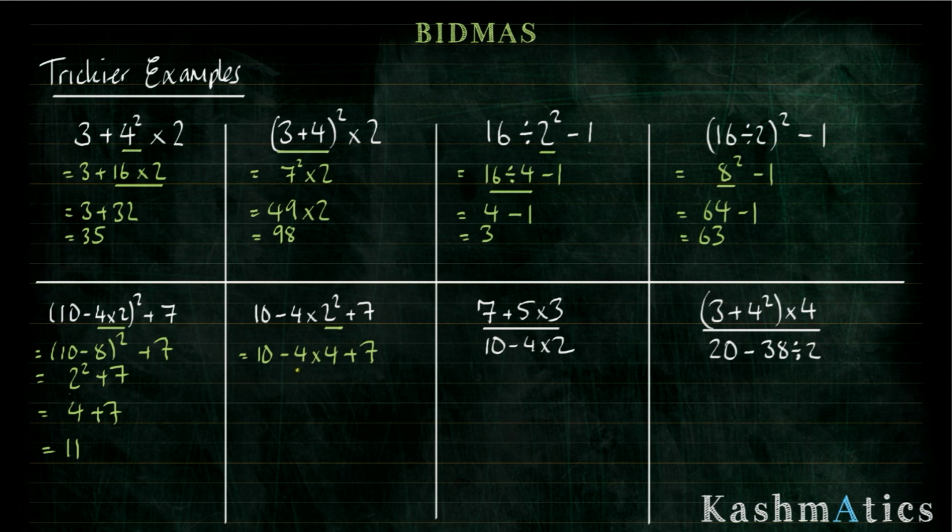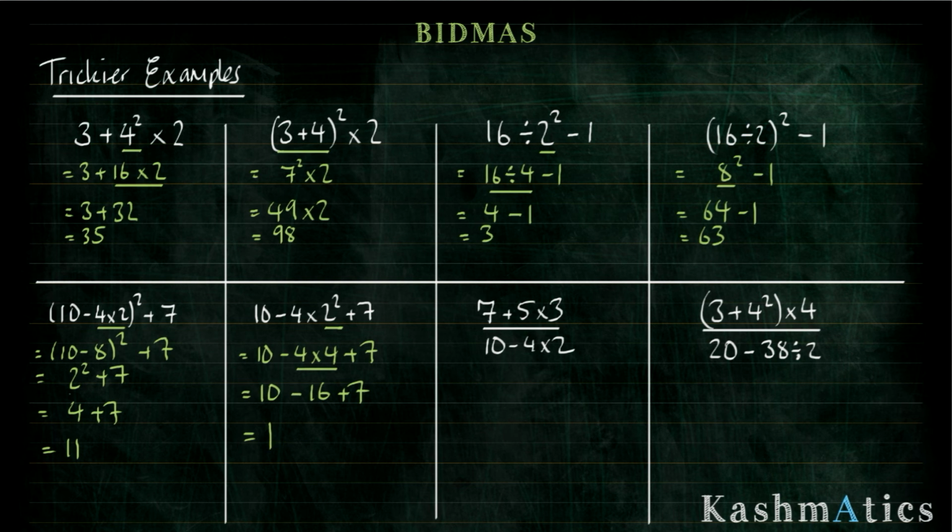Multiplications and divisions next. Yes, 4 times 4, there's your multiplication, so that next. 10 take away 16, add 7. Now, because there's only additions and subtractions left, we can just do it. 10 take away 16 is minus 6, and minus 6 plus 7 is 1.